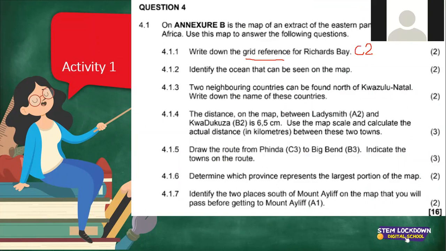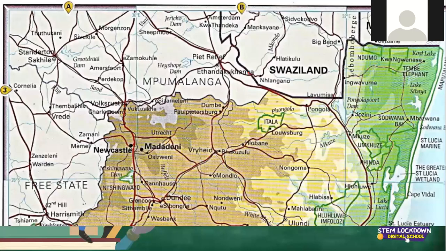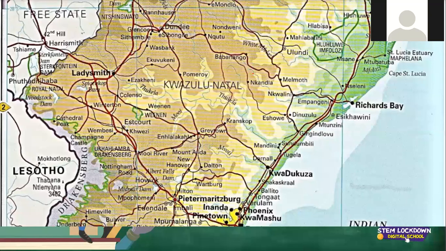Okay, number 2, identify the ocean that can be seen on the map. The keyword here is ocean, right? Hopefully you guys can see the word ocean. Please give me the name of the ocean on the map. Just in case you cannot see the name of the ocean, you might not be able to see, but hopefully you guys can see these letters.